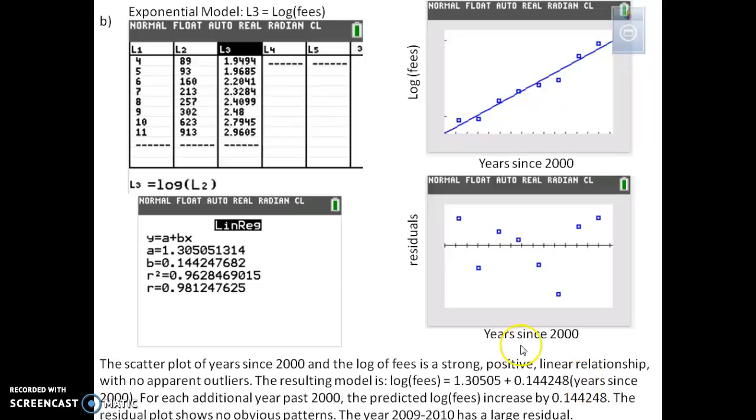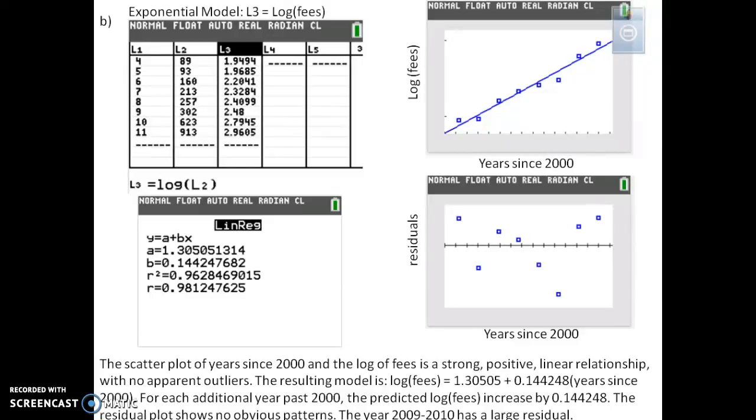We're not actually using a transformed x. We're using our actual x values. And for each additional year past 2000, the predicted log of fees will increase by 0.144248. So when we interpret our slope, we have to make sure we understand the slope is going to basically impact the predicted log of fees, not the predicted fees. So you have to take that into account.